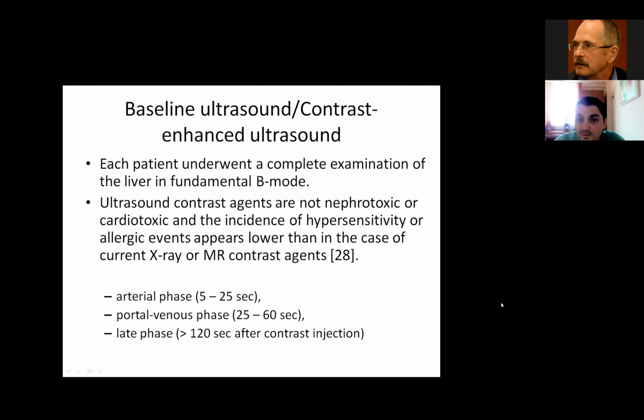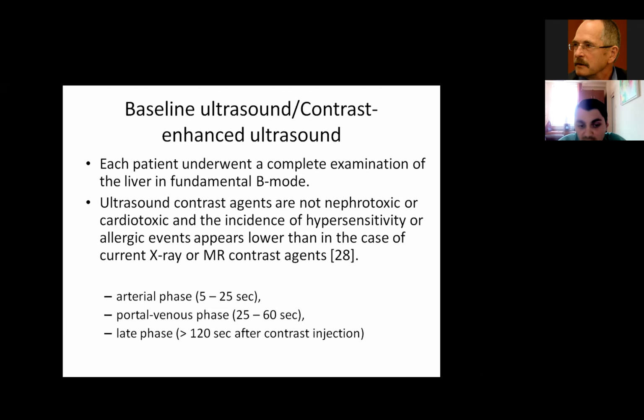Each patient underwent a standard and complete examination with standard ultrasound, and they were evaluated also by contrast-enhanced ultrasound. I have to mention once again that the contrast medium used in ultrasound is not nephrotoxic, is not cardiotoxic, and later studies appeared and they say it's quite safe. In more than 10,000, 20,000 studies, we didn't have any complication regarding the procedure or the contrast medium. So it's quite a safe contrast medium.